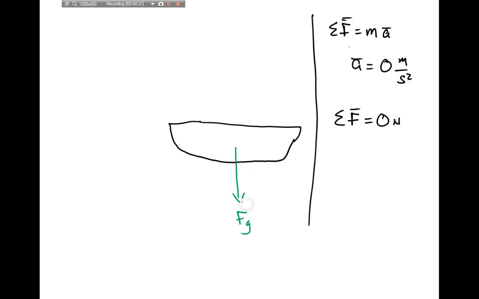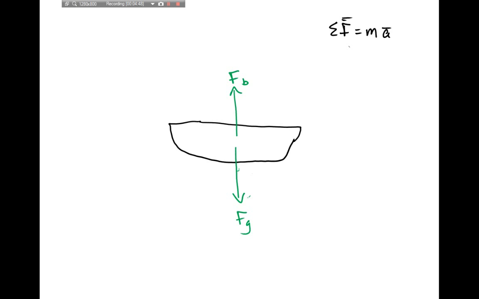So if I have a force due to gravity that's pointing down, there must be another force that points up and cancels that. So we can see there's going to be some kind of buoyant force that's caused by the water pushing up on the object. Now I haven't talked about buoyant forces yet. We're not going to get to that until much later in the year, but we can already see that there must be some force pointing up on this boat. Otherwise the boat would be accelerating downwards.